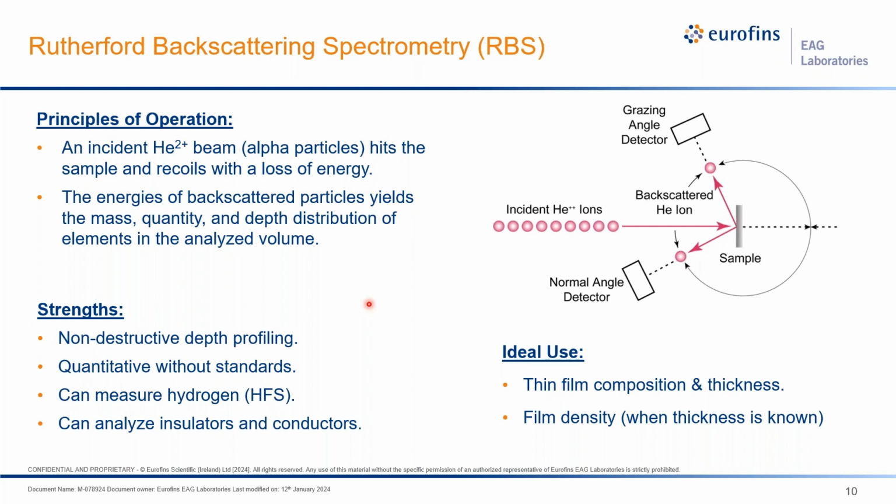With Rutherford backscattering, we hit a sample with alpha particles. These are helium nuclei, and when these hit the sample, they recoil with an energy loss. We measure the energies of these backscattered particles, and this tells us the mass that the particle hit, how much of it there is, and the depth distribution of the element with that mass in the analyzed volume. RBS is wonderful for determining the composition and thickness of thin films with very high accuracy.